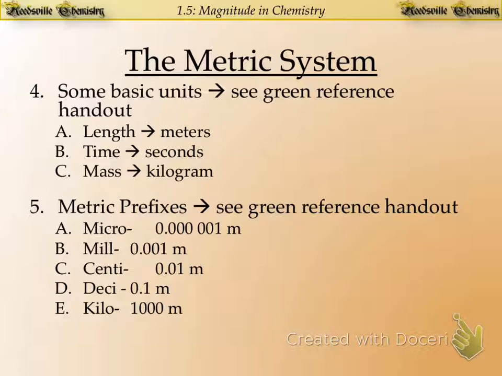So if we're talking like a nanometer, we know that's really, really, really small. Nanometer is like the radius of an atom. That's tiny stuff. Okay? Again, these metric prefixes are on your green reference handout for you to use if need be.